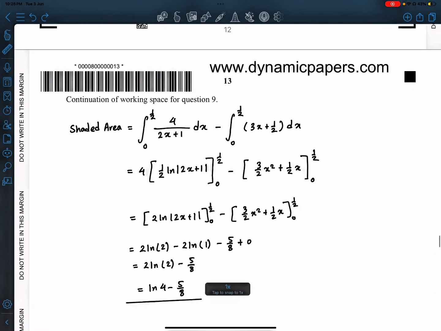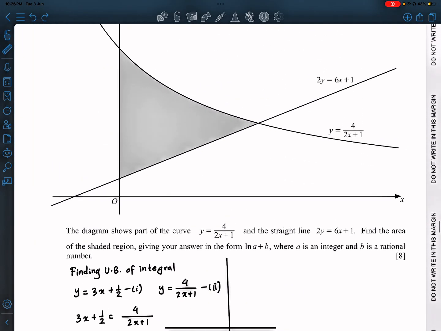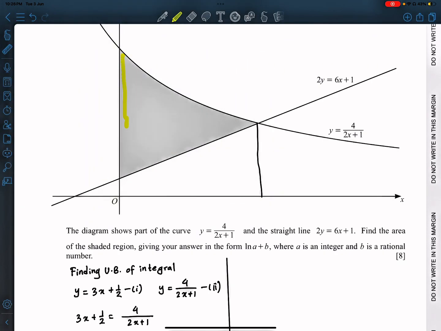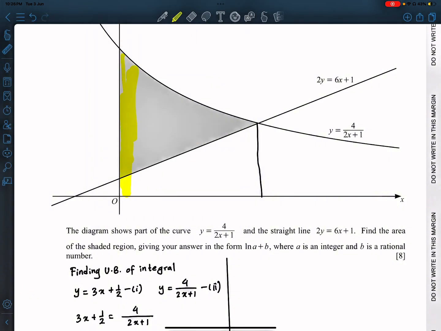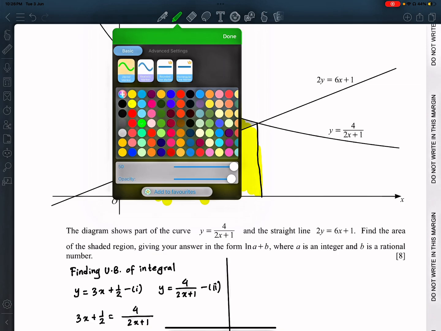Now, since we found the upper bound, we can now find the shaded area. So let's take a closer look at what we're finding here. What we're finding here is this area over here, this area that's covered by the curve, and the second area that's being covered by the line.